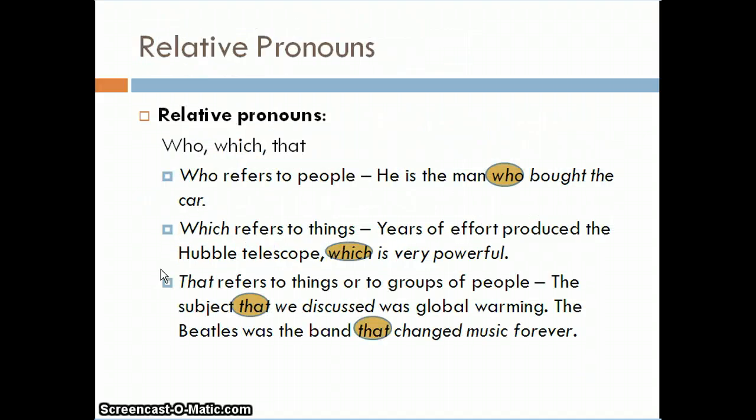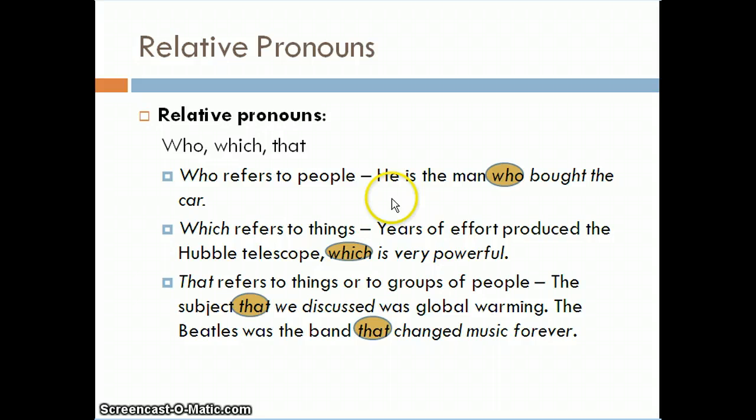The other type of complex sentence is a complex sentence that contains relative pronouns. Some examples, the most common relative pronouns are who, which, and that. Who refers to people. So here's an example. He is the man who bought the car. And who bought the car is the dependent clause in that sentence.